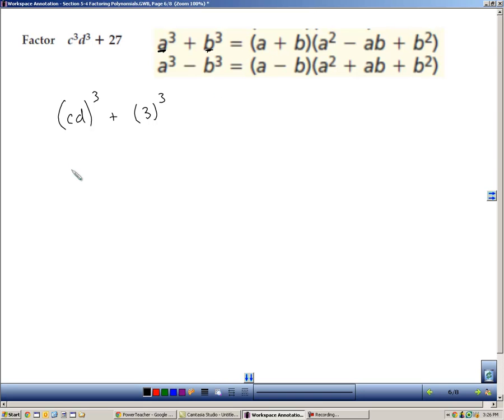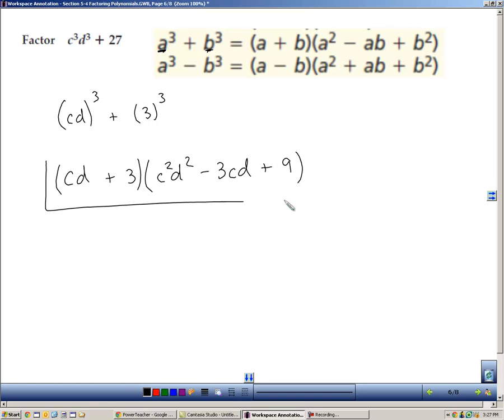So according to the pattern, I'm going to go CD plus 3, because that's what A plus B is. And I'm going to multiply that by A squared. Well, in my problem, A is CD, so C squared D squared. And then minus the first and the last. Well, the first is CD and the last is 3, so I'm going to multiply 3 times CD, and then plus the last one squared. Well, 3 squared is 9. And so that's how you factor this sum of cubes.